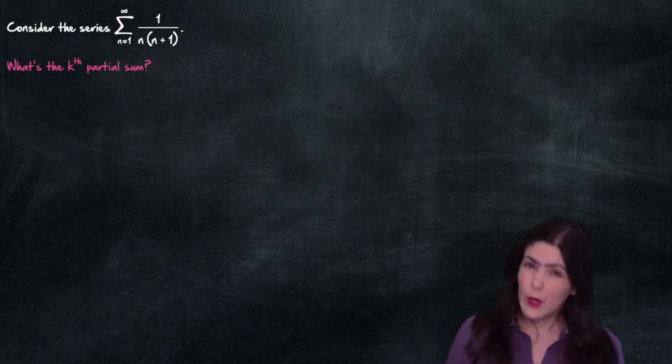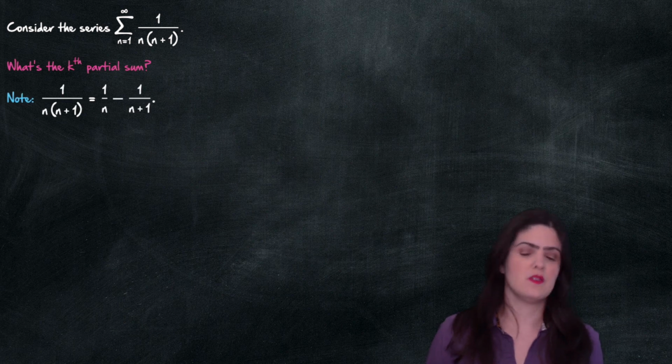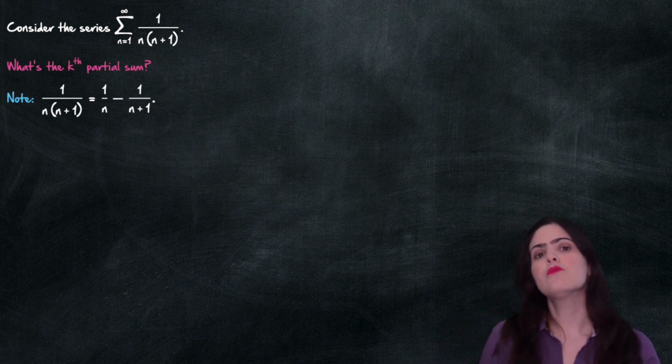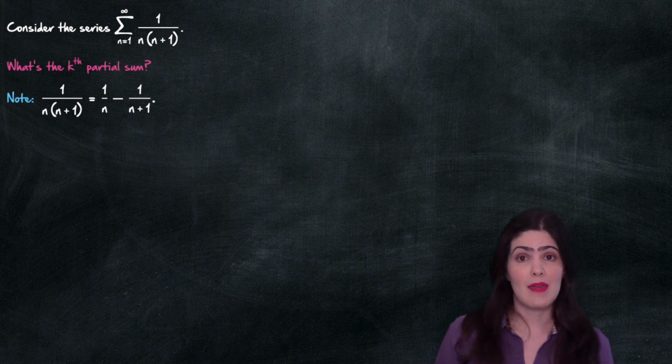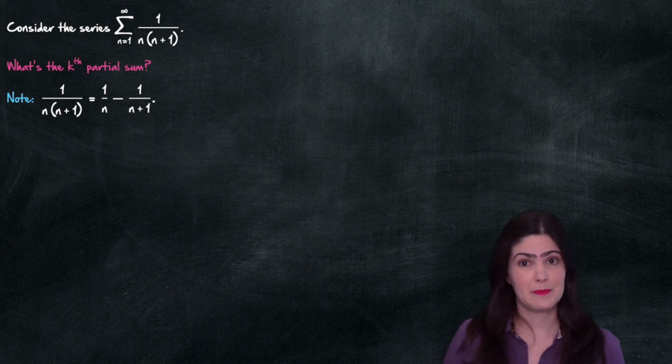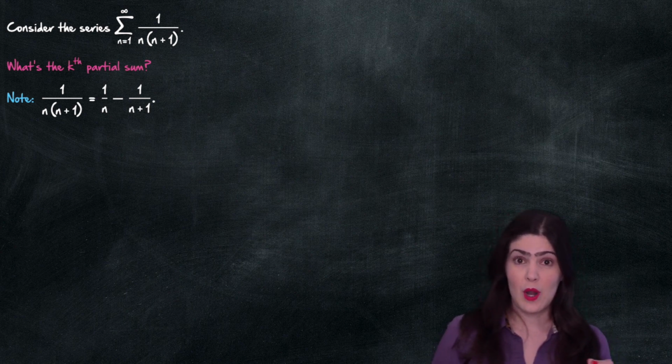Well, before I do that, I want us to note that we can rewrite the terms of the series as 1 over n minus 1 over n plus 1. Here I'm using a method called partial fractions. If you don't know it, I encourage you to look it up. Okay, so how can we use this to our advantage?